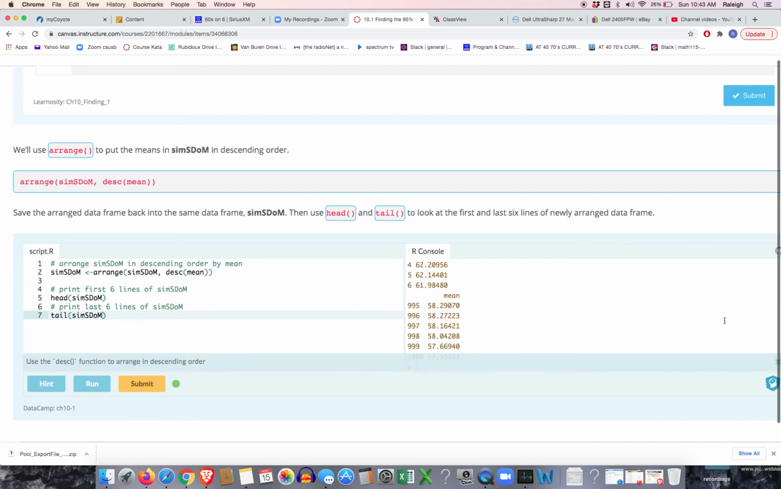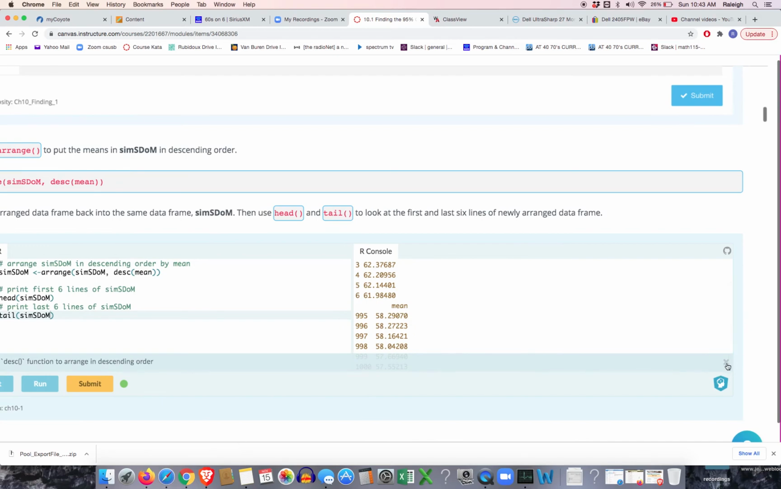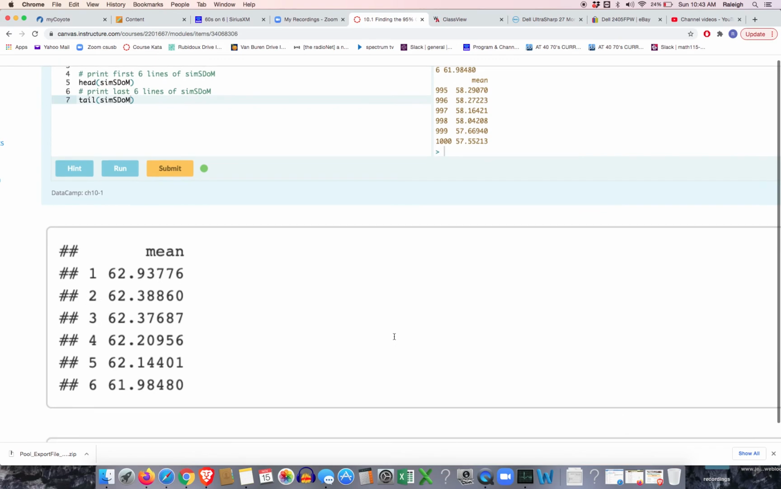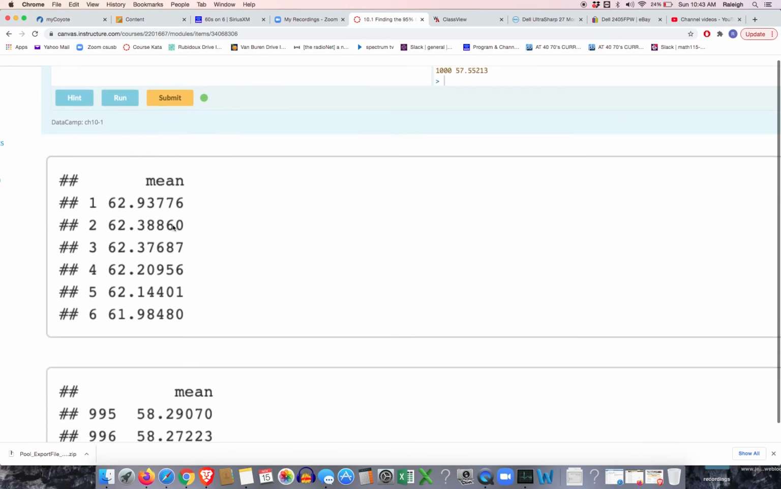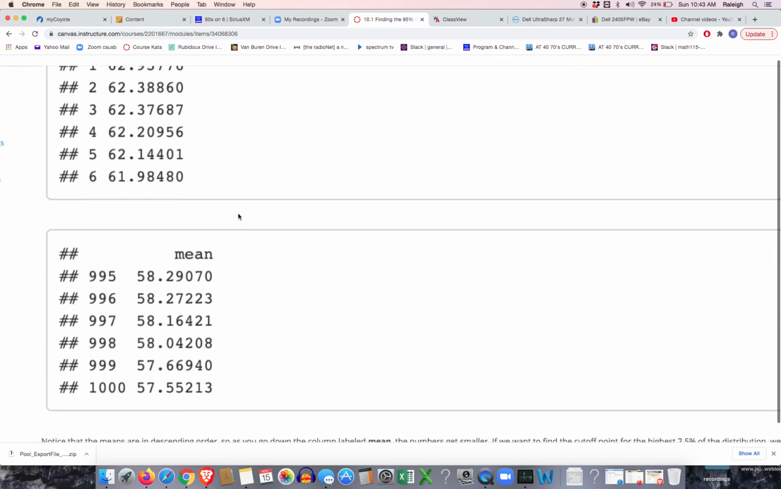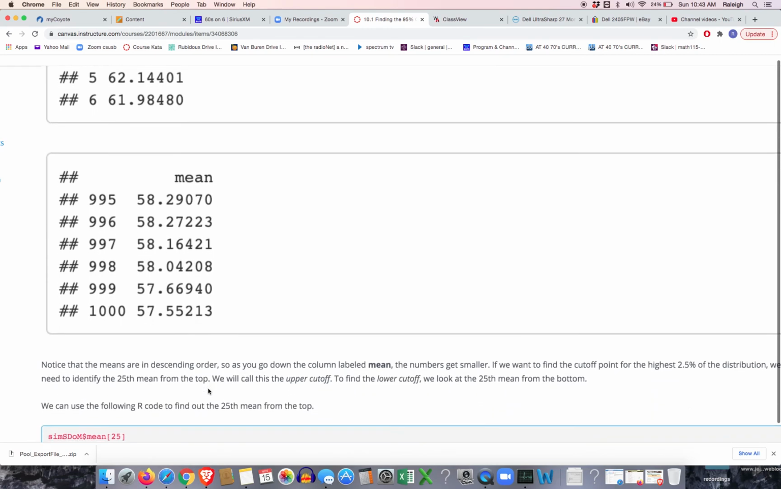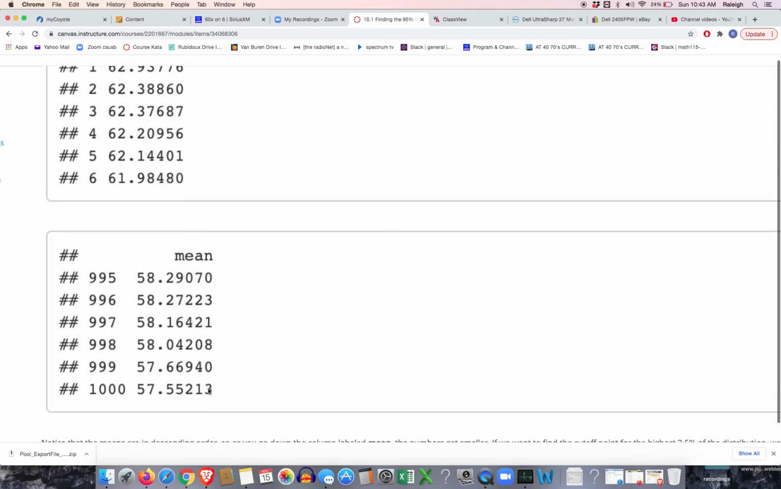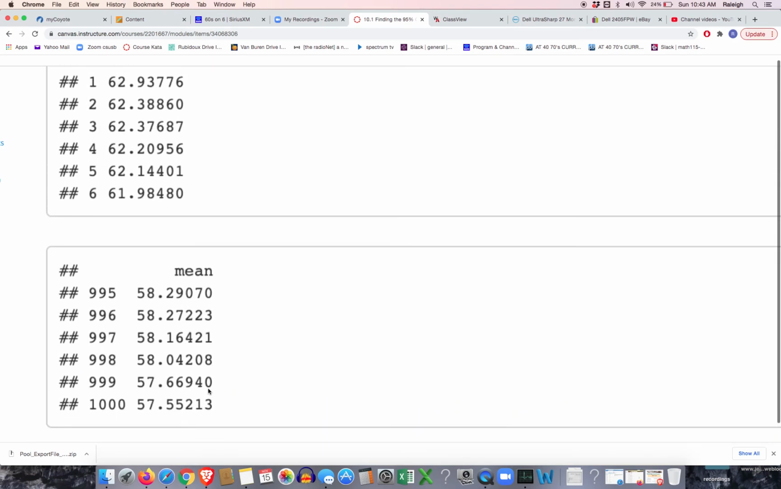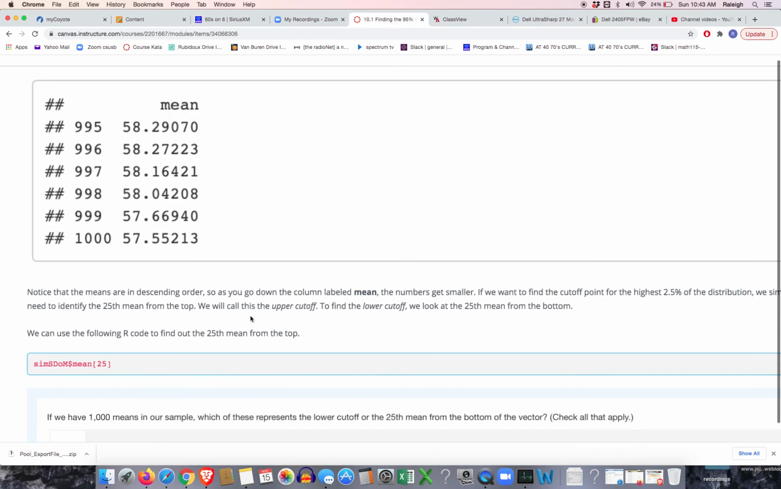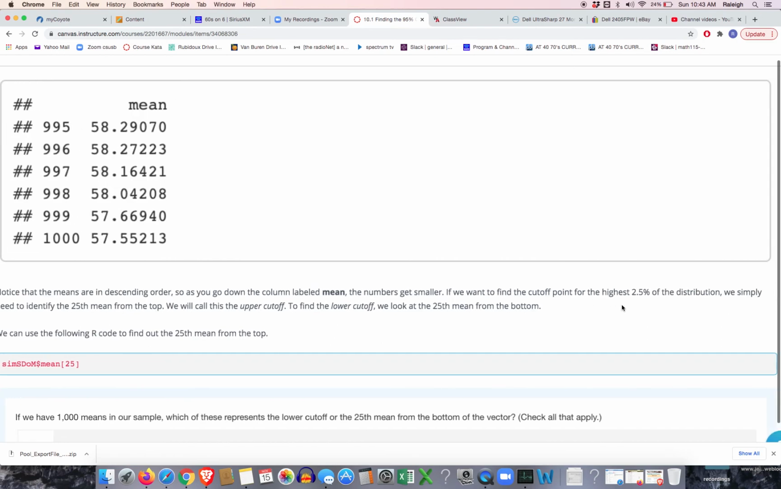I close this up. You can take a look at it. We've got a better look down here, so let's take a look at the bigger picture. These are the top 6, high of 62.9, and the bottom 6, low of 57.552. So that's quite a range right there. These are each all sorted, all the means that they got. Notice the means are in descending order, so as you go down the column, the numbers get smaller. You can go the other way and try it if you'd rather, but this seems to be okay.